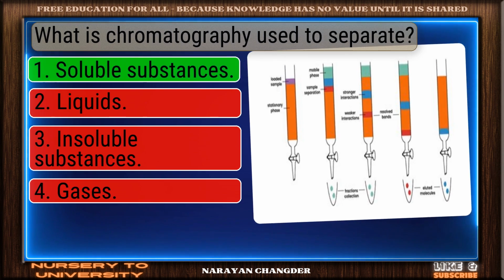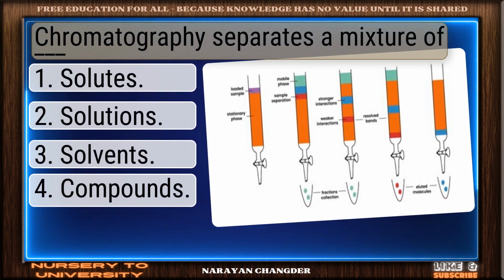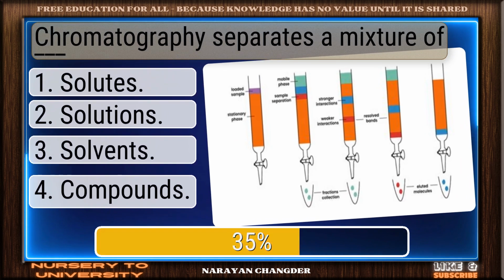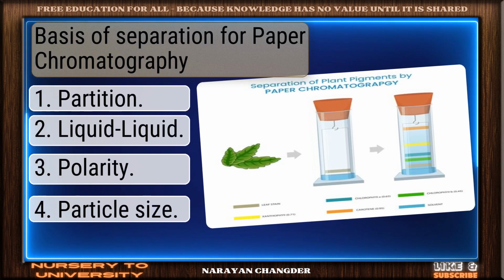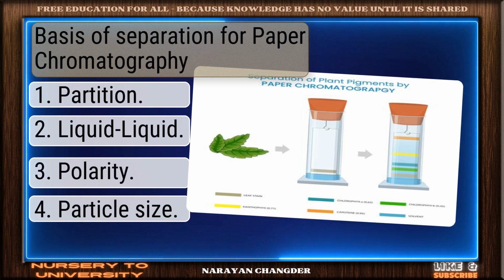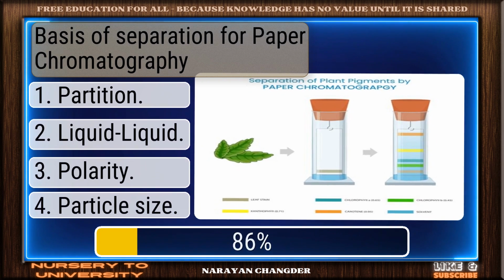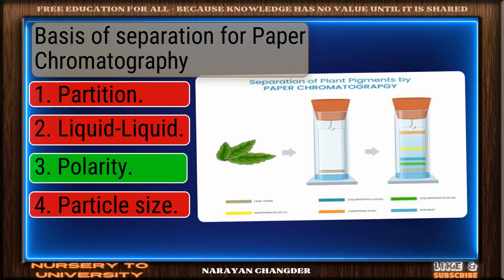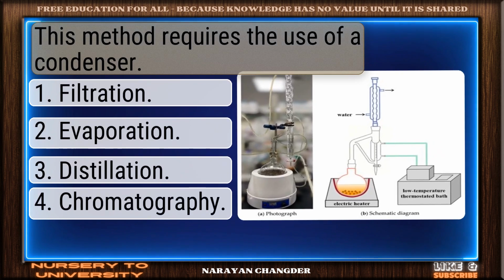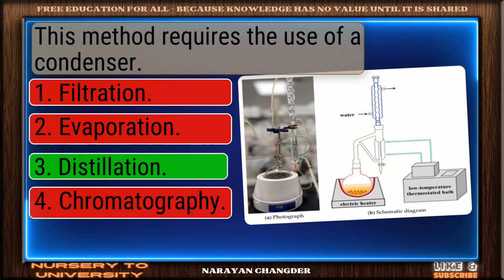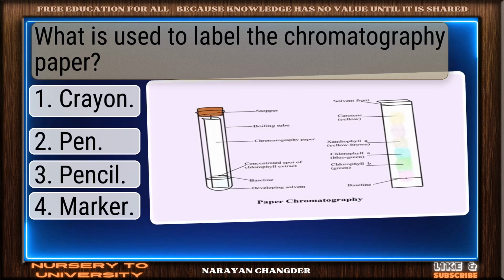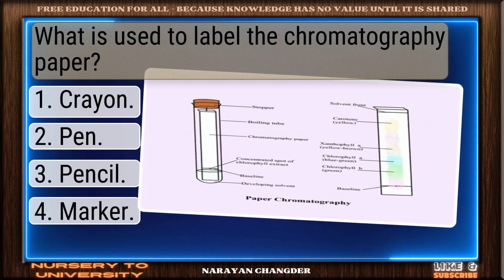Soluble substances is correct. Chromatography separates a mixture of dash. Solids. Basis of separation for paper chromatography. Polarity, well done. This method requires the use of a condenser. Great job, distillation. What is used to label the chromatography paper?